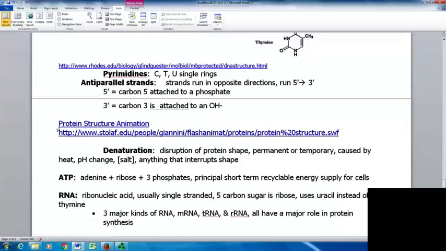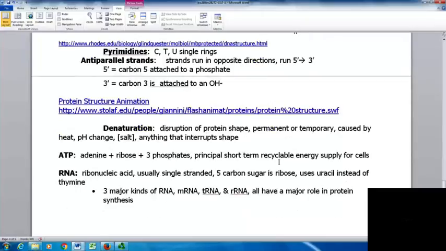This is a quick little animation here that shows protein structure. When you denature the protein, you disrupt its shape. It can be permanent or temporary. It can be caused by heat, pH change, salt concentration, anything that would interrupt the shape. An example would be hard boiling an egg. When it's raw, it's going to be slimy, soft. When it's hard boiled, it will turn white and become firm.